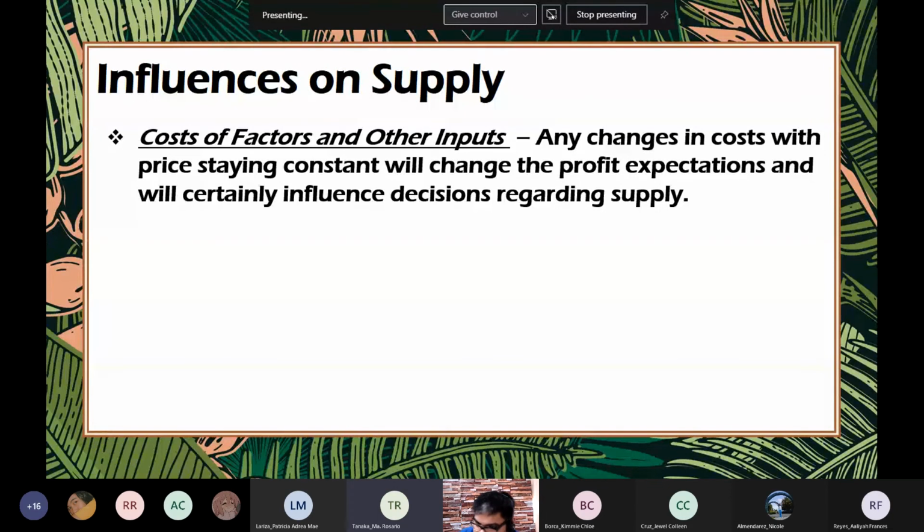Okay. Cost of factors and other inputs. Any changes in cost with price staying constant will change the profit expectation and will certainly influence decisions regarding supply.